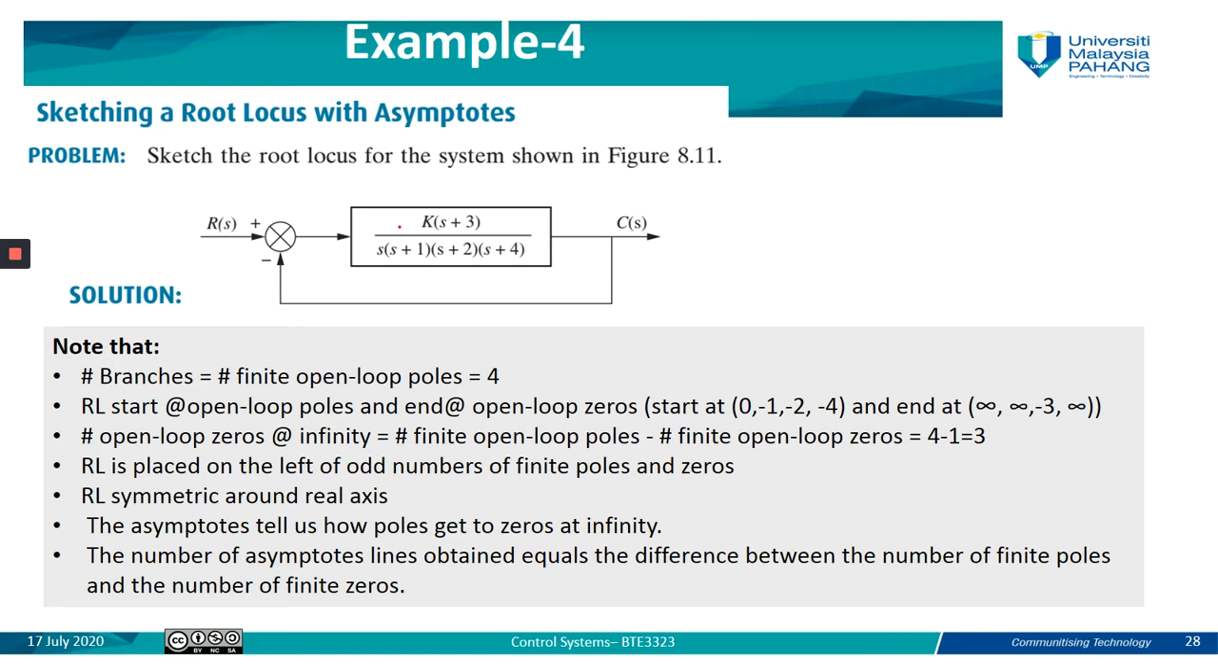In this example, we are going to apply the 5 rules that we learned about sketching for root locus. So we start from the first rule about the number of poles. So I mean the number of branches. So the number of branches is equal to number of poles.